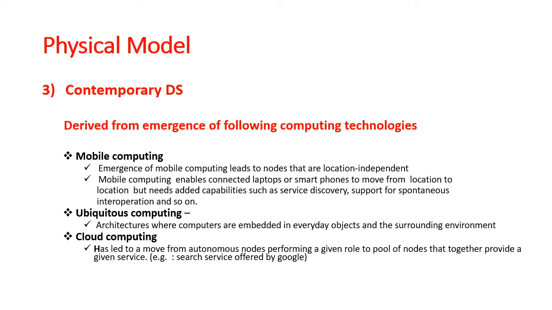And then there is ubiquitous computing. Ubiquitous computing, you can relate this with Internet of Things. So what do you mean by an Internet of Things? It is so many things connected together, and these things are nothing but systems embedded into any type of devices. It can be a washing machine, or your remote, or your fridge, any device which is embedded. So that could be part of your system. You can make that as part of your system. So these are architectures where computers are embedded in everyday objects and the surrounding environment.